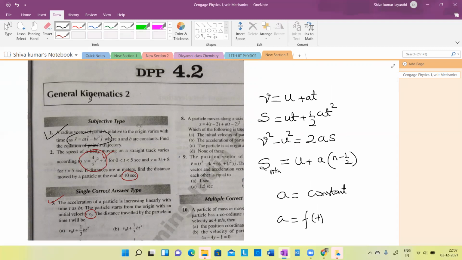Numeric type means integer value questions. They are not there in my DPPs. So if you wait for 10 days, you will get a new Cengage. Those numeric type questions also will be printed. I don't have those. That means it is better to wait for 10 days. Rather than just anyway, you're going to buy a new book, why do you have to be in haste to buy the old one?